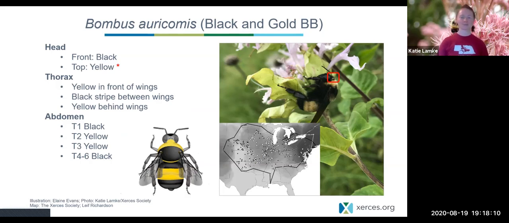So if you can take some good pictures that we can zoom in on and see, it's going to allow us to get that verification on the species. So again, just look for the yellow hairs on the top of the head for the black and gold bumblebee, and black hairs on top of the head for Pennsylvanicus.